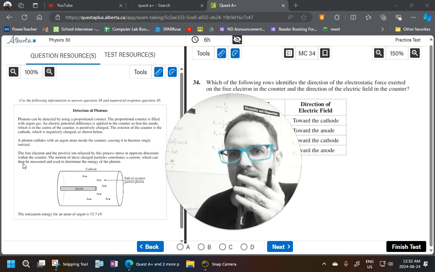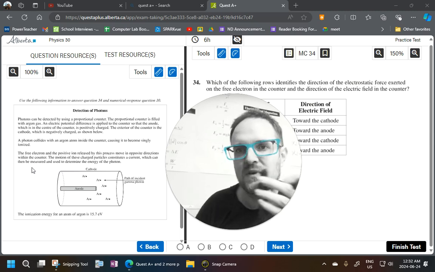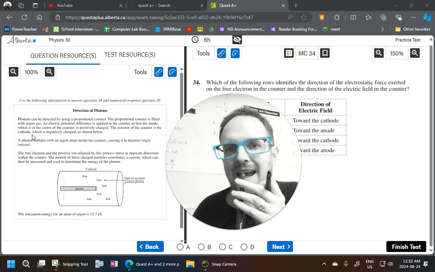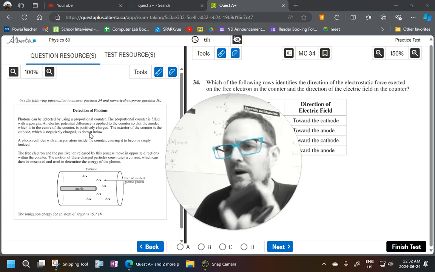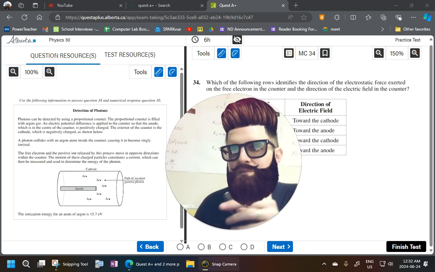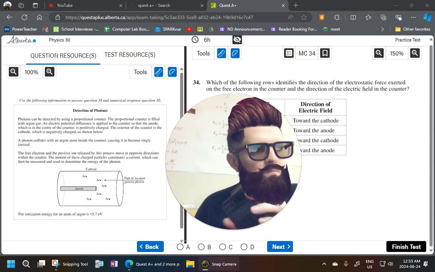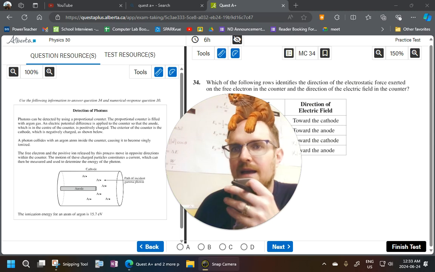Photons can be detected using a proportional counter. The proportional counter is filled with argon gas. An electric potential difference is applied to the counter, so the anode, which is the center, is positively charged. That's good because nowhere in the curriculum does it say you have to know what an anode is, because that's Chemistry 30 stuff.